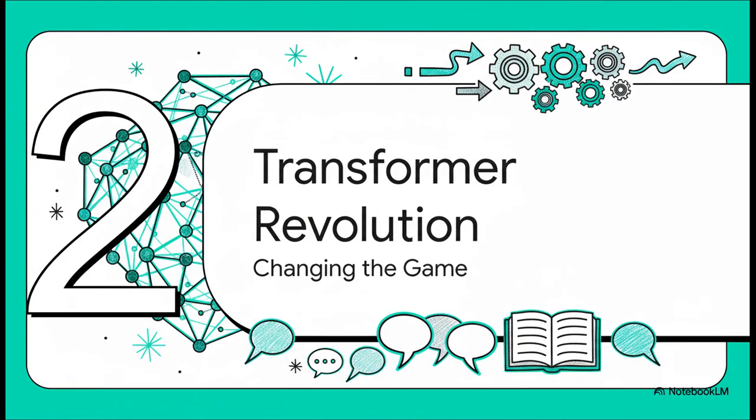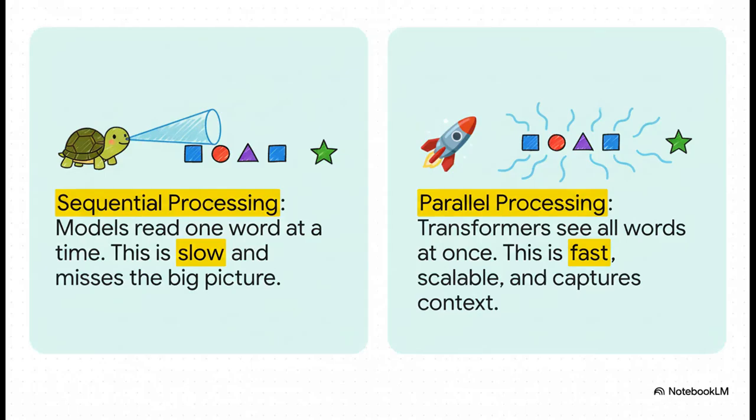Deep learning was powerful, for sure, but it had its limits, especially when it came to understanding language. Then, back in 2017, a new architecture came along that didn't just improve things, it completely changed the entire game. Welcome to the transformer revolution. Before transformers, AI models had to process text one word at a time, sequentially. As the slide says, it's like trying to understand a whole story by reading it through a tiny straw. You'd get the words, but you'd completely miss the bigger picture.